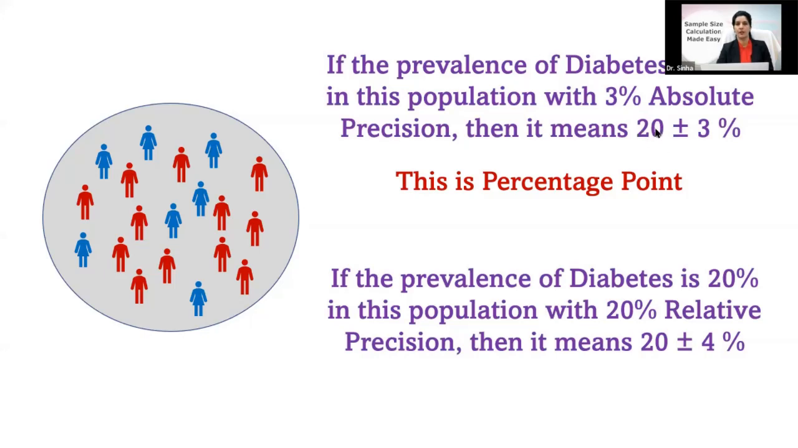So I have taken 20% minus, that will be 17%, and 20 plus 3, that is 23%. So this is percentage point. If I say that the prevalence of diabetes is 20% and I will take a 20% relative precision, in this case what I will do, I'll take 20% of this 20, so it will be 4%. So the relative precision will be 20% plus minus 4%. So it will be from 16% to 24%.